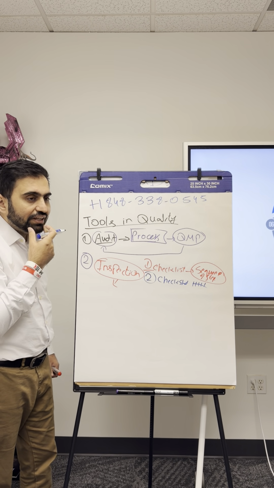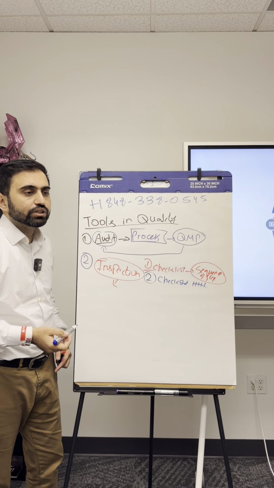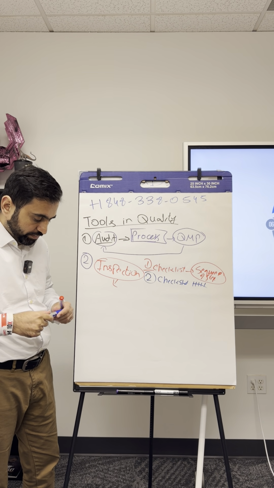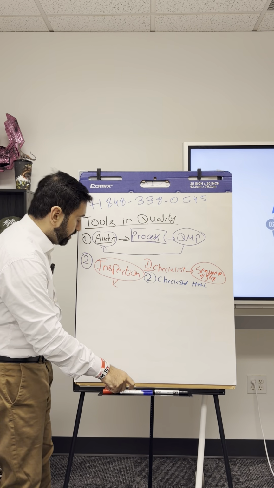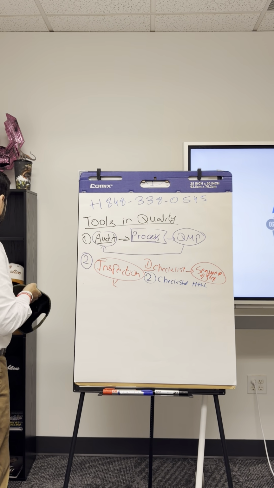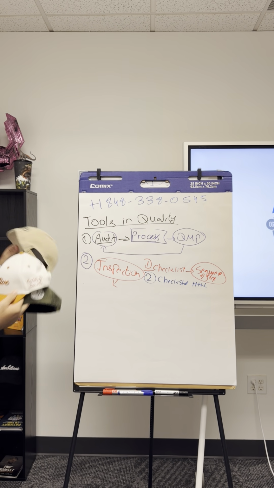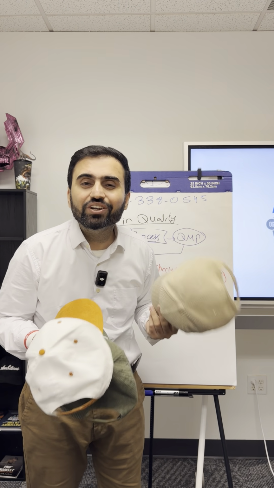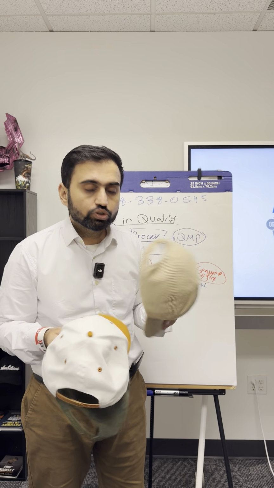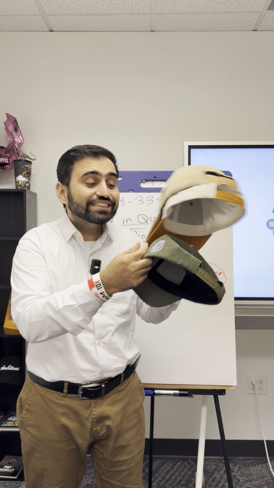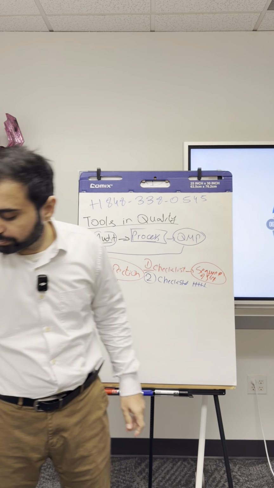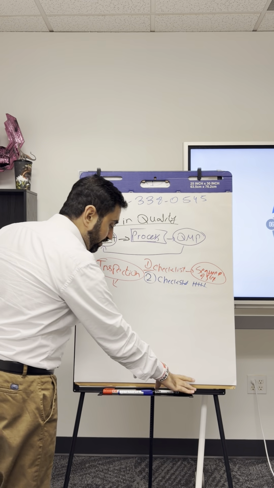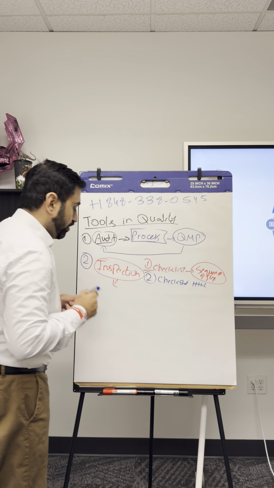Now let's say there are 100,000 things you need to check. I'm a collector of caps. I love to collect caps. Let's say there are 100,000 caps you need to check. You cannot check all the caps in 1 hour. So what do you do? You do sampling of them.